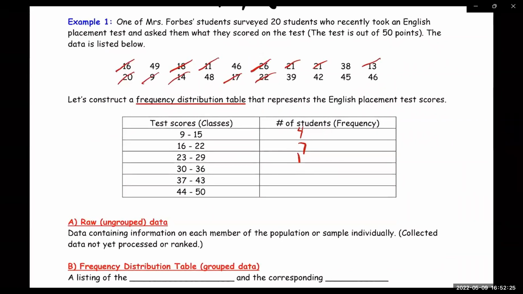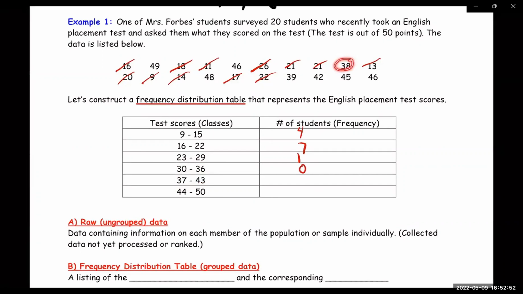All right. 30 to 36. 2. Really? I don't think I see any. 30 to 36. Oh, no, just wait. No, it's none. It's none, yeah. And then finally, well, not finally, 37 to 43.